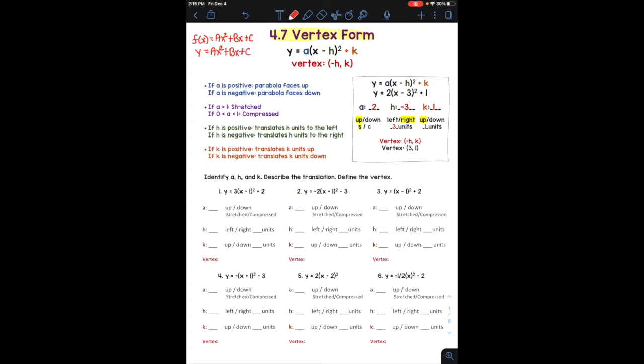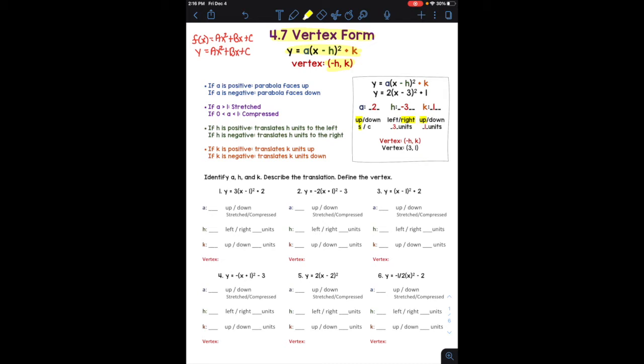The form for vertex form is y equals a times (x minus h) squared plus k, and what vertex form tells us is the vertex of our parabola when we're graphing it on a coordinate plane. A quadratic equation in vertex form is a lot more convenient than a quadratic equation in standard form because it's a lot easier to graph.